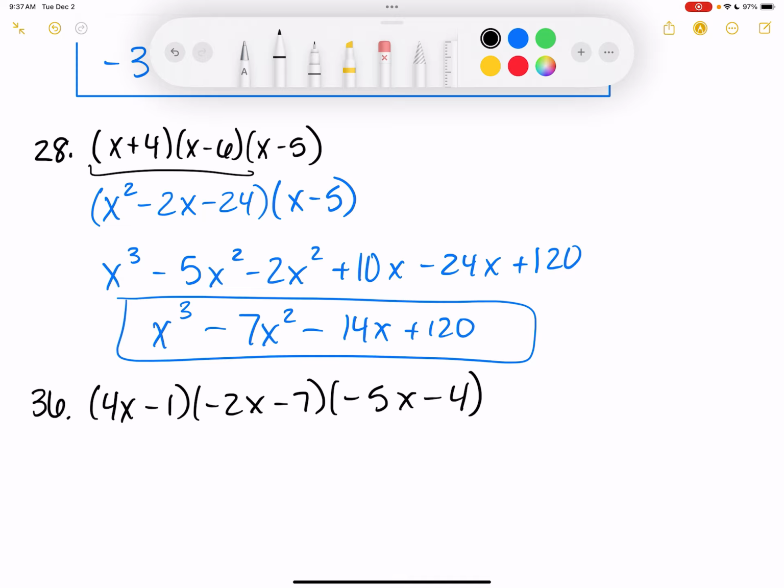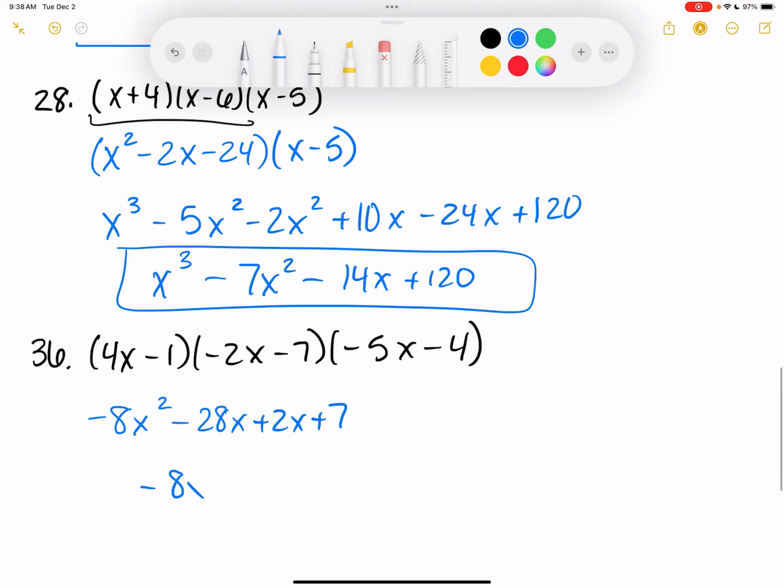All right, so again, I don't see anything that's a difference of squares or anything that's going to make it easy, so I'm just going to go left to right. So I've got negative 8x squared minus 28x plus 2x plus 7. Then combine like terms in the middle there. I've got negative 8x squared minus 26x plus 7. And then all that's being multiplied by the negative 5x minus 4.